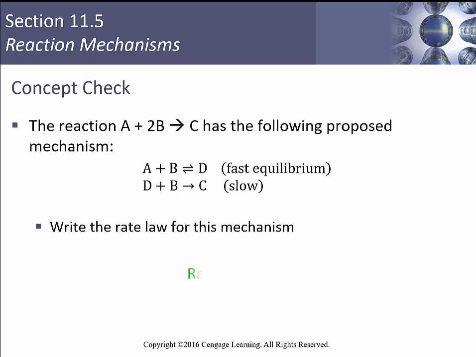3, 2, 1. Our overall rate law is going to be k times A to the first power times B squared.